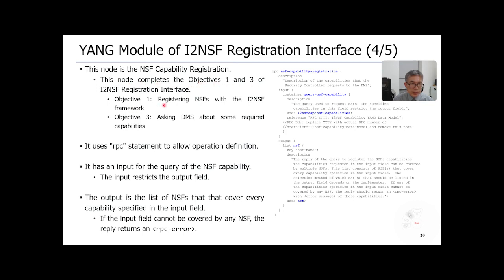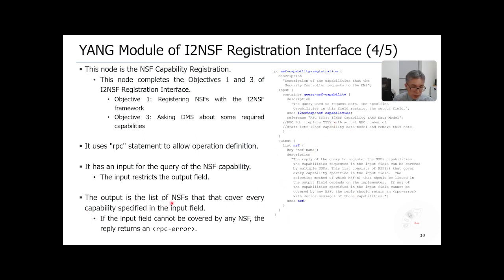One is registering NSFs with the I2NSF framework. The third one is calling the DMS about some required capabilities. It uses the RPC statement here, NSF capability restoration, to allow operation definition. It has an input and an output, okay? The input is for the query of the NSF capability, and then the output is delivered by the DMS.